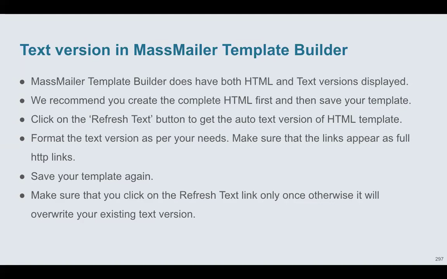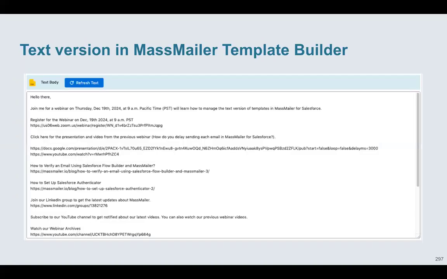As I said, do not click on refresh text twice. Otherwise, any changes that you make are gone. So make sure that once you save it, you finish off your HTML, then go to your text version and click the refresh text link. That's what you click to get the auto text version. Okay, and we'll go to that, and I'll show you how it appears.